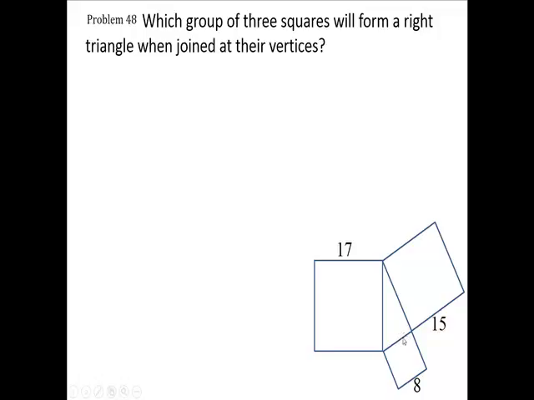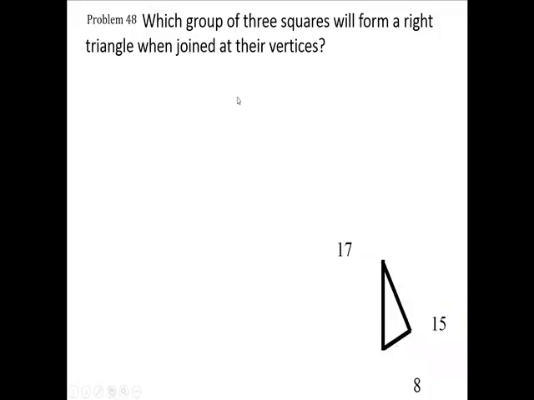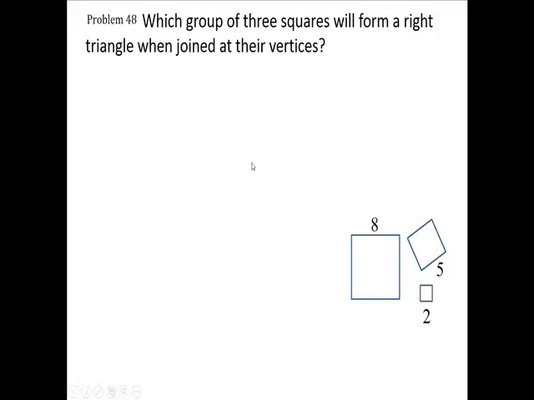So we're talking about this, where if this is a right angle, then 8 squared plus 15 squared will be 17 squared. So what I'm going to do is take each one of those four sets with three squares, and see if I can use the Pythagorean theorem on this. If 8 squared plus 15 squared is 17 squared, then that will be a right angle. So let's take this set right here.